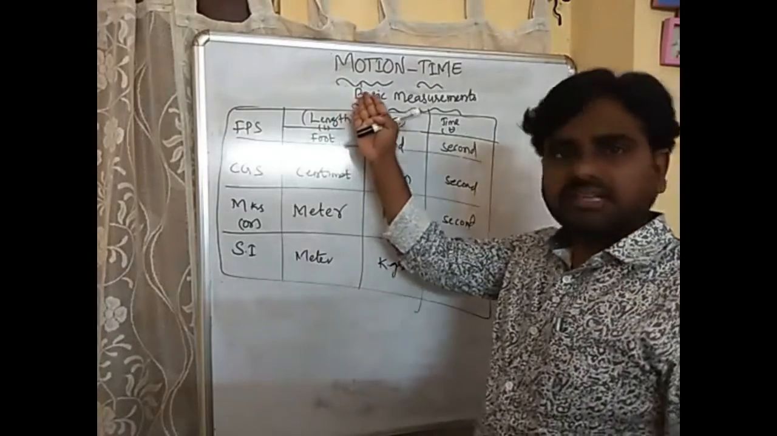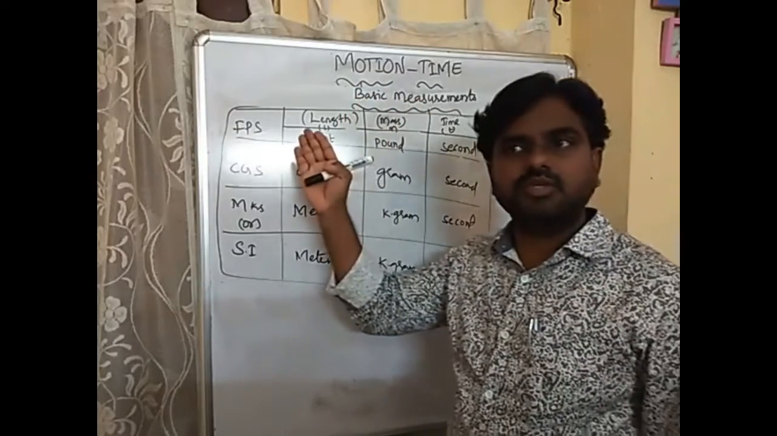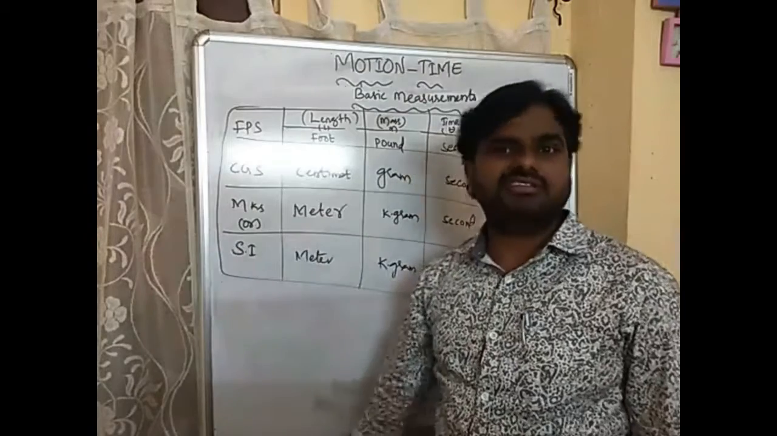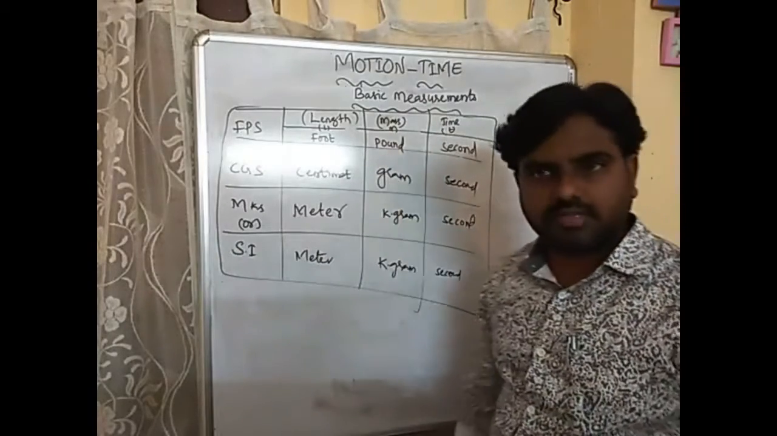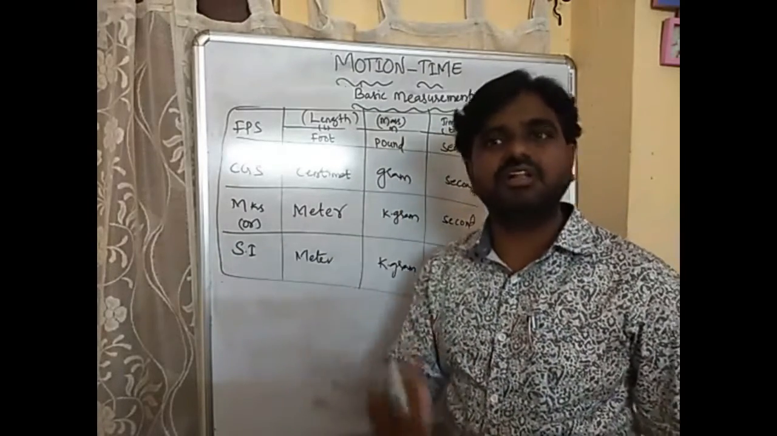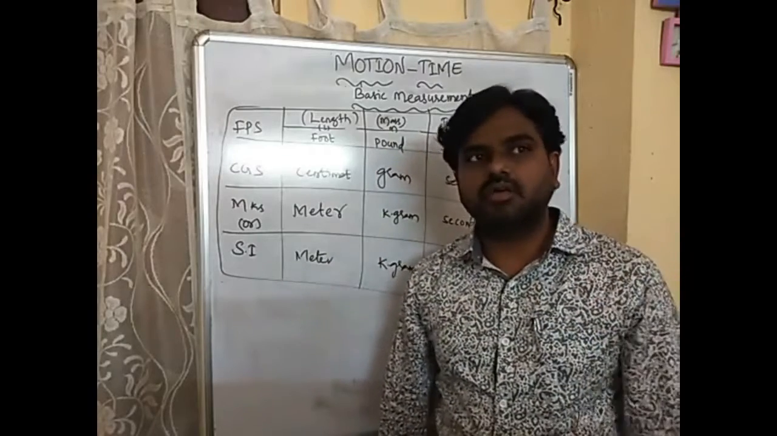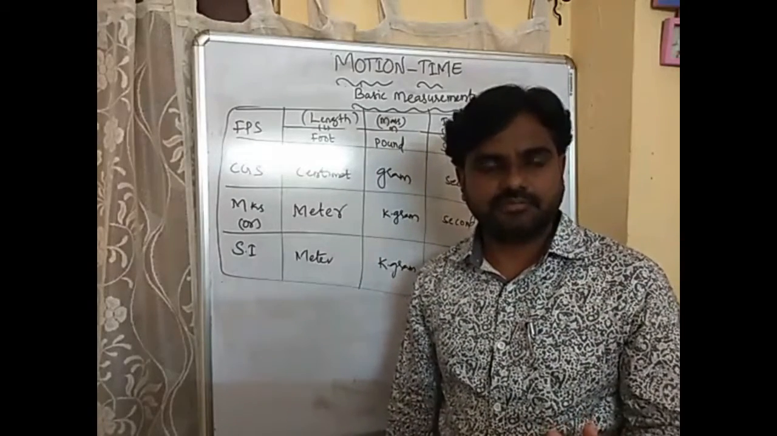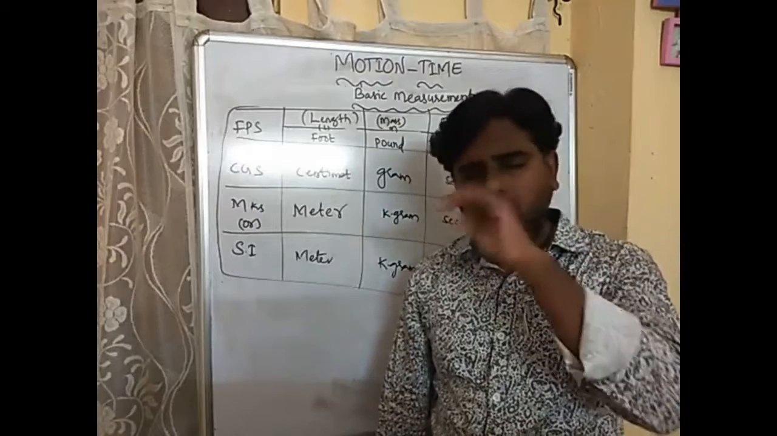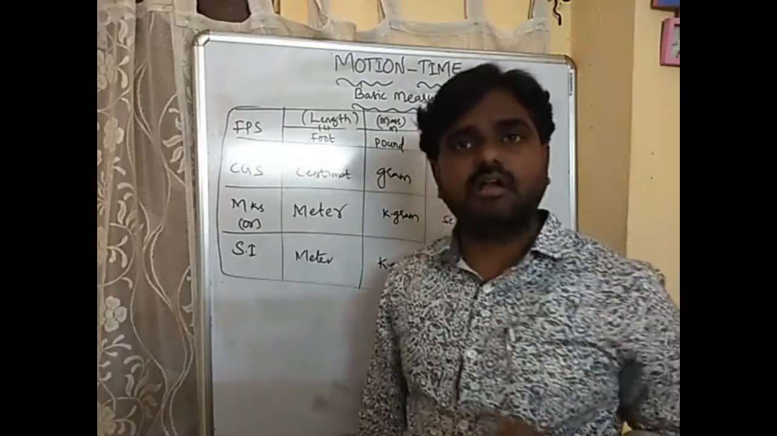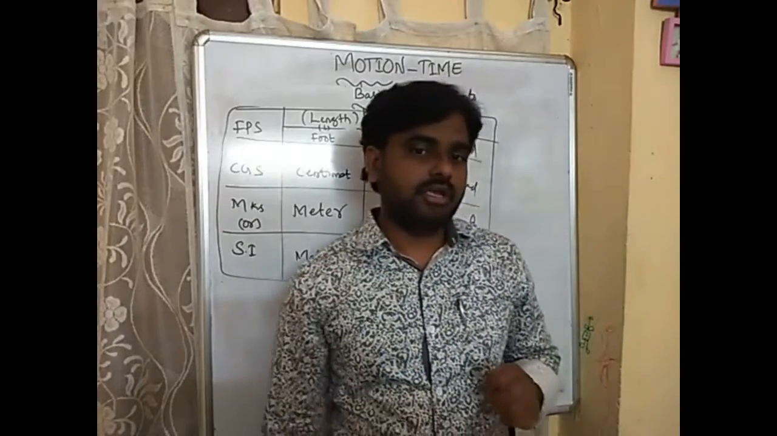See, nowadays in your science textbooks, or even if you go to the 10th class textbook, this information is not available, but it is very essential to write the units of a particular physical quantity. Did you understand? Yes. See, most probably the physical quantities are measurable, isn't it?